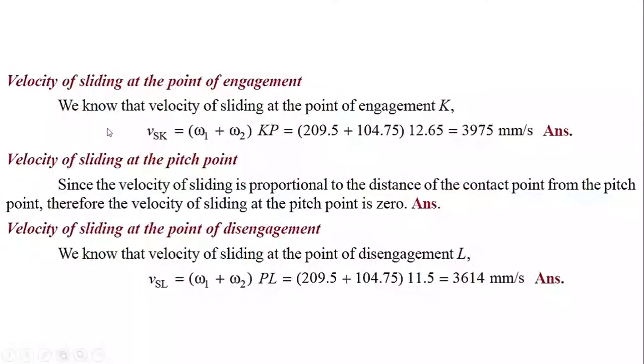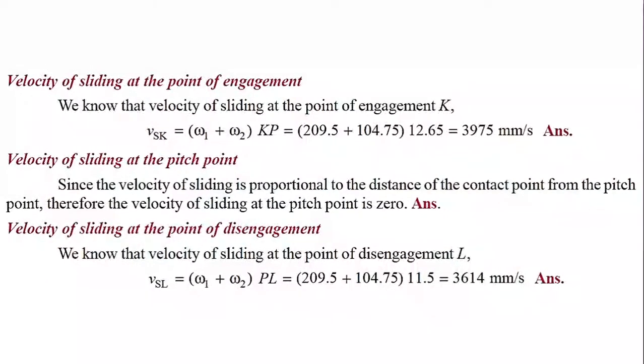That's why we use the sliding velocity at the point of engagement K. So we use VSK equal to omega 1 plus omega 2 into KP, the distance at the point of engagement. Using this KP value, we get the sliding velocity at the point of engagement as 3975 millimeters per second.